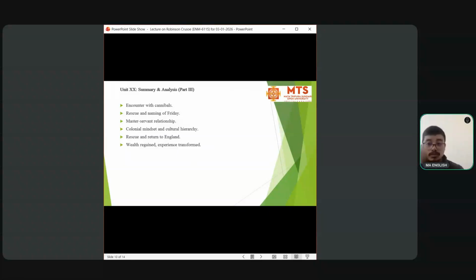So who is the master here? Robinson Crusoe, and the servant is Friday. This relationship reveals the colonial mindset present in the novel. Crusoe assumes cultural and moral superiority and believes it is his duty to civilize Friday. This reflects European colonial ideology of the 18th century. As students of English literature, you must observe this aspect carefully, as it is often discussed in the critical interpretation of the novel.